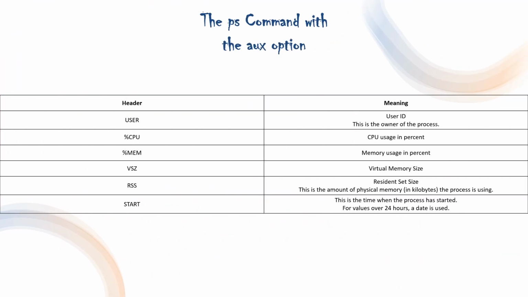The ps command with the aux option. USER is the user ID, the owner of the process. %CPU is CPU usage, %MEM is memory usage, VSZ is virtual memory size. RSS is resident set size. This is the amount of physical memory, in kilobytes, the process is using. START is the time when the process started. For values over 24 hours, a date is used.